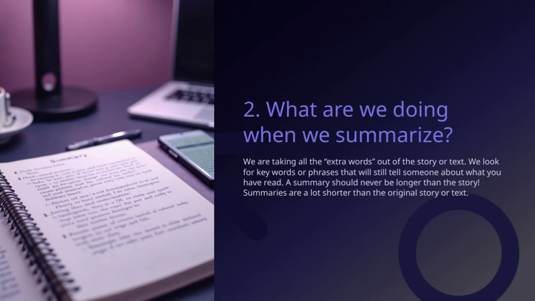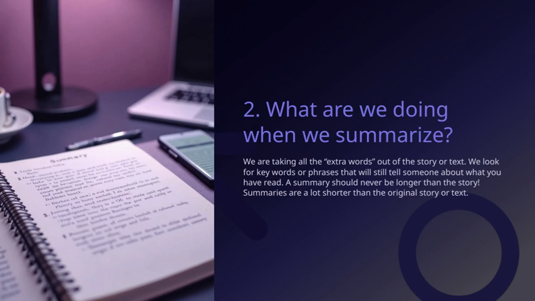When we summarize, what we're really doing is removing all those extra words that aren't essential. We focus on finding the key words or phrases that still give someone a clear idea of what the story or text is about. Remember, a good summary should never be longer than the original story. In fact, summaries are much shorter because they only include the most important information. So, in essence, summarizing helps us capture the main ideas without overwhelming details, making it easier to understand and remember the core message.